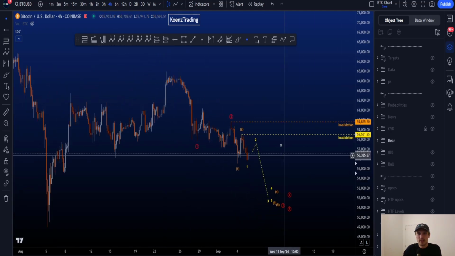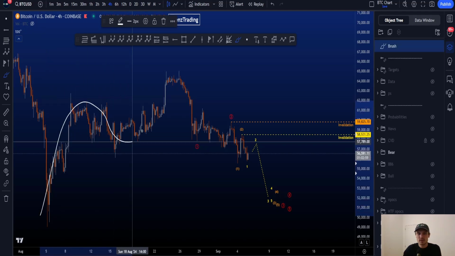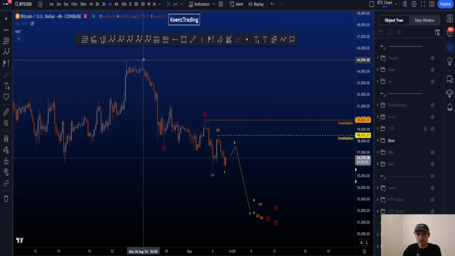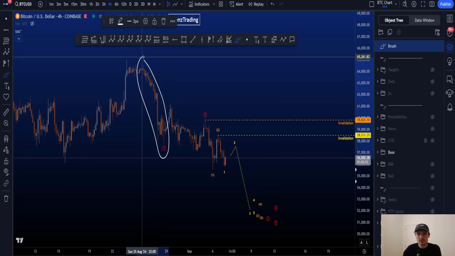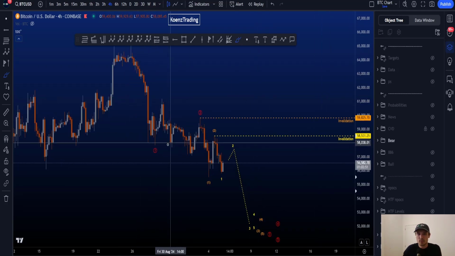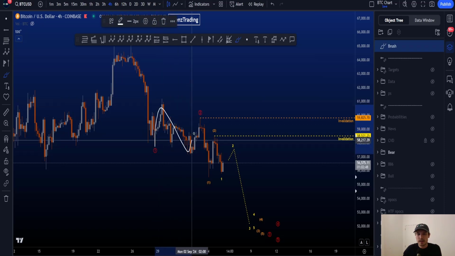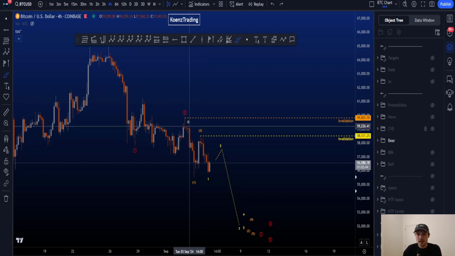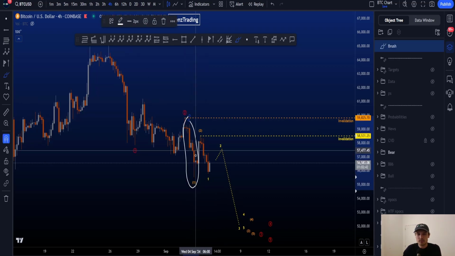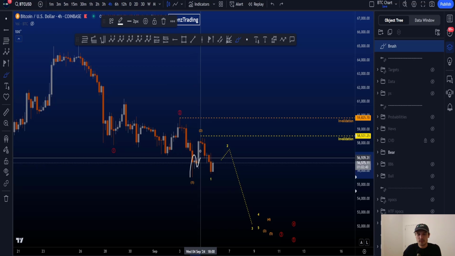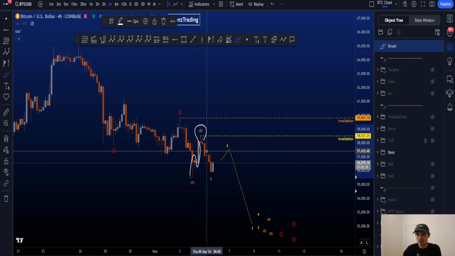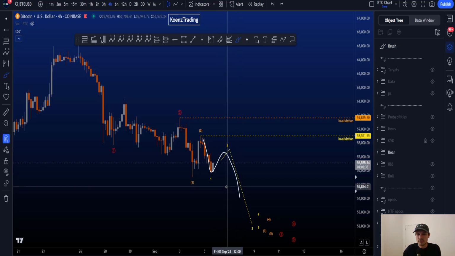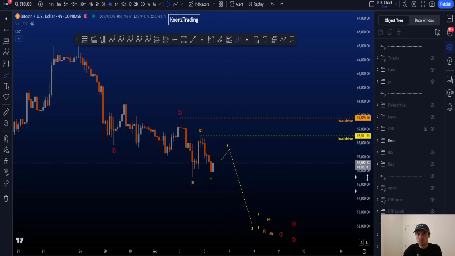In this case, we have a finished 3-wave structure here to the upside, and we look for impulsive continuation. This move down is now counted as an impulsive wave 1, with then a WXY structure inside this wave 2. Then we have another impulsive wave 1 to the downside, a 3-wave structure to the upside here in this orange wave 2, and then now another 1, 2 and continuation to the downside. So we have a multi 1, 2.